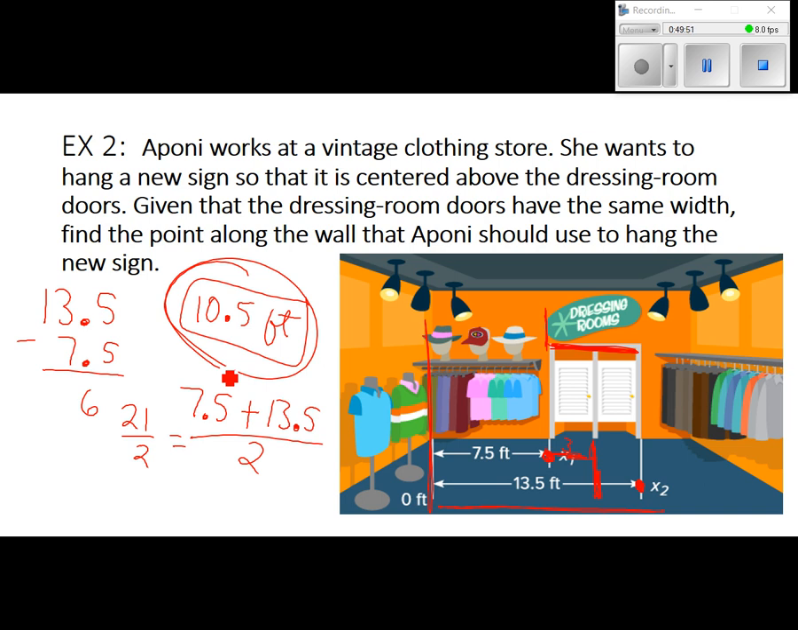The answer you cannot have here is 3. It's going to be 3 feet from the edge of the door, but it's not 3 feet from the wall, and that's where they want this to be from.